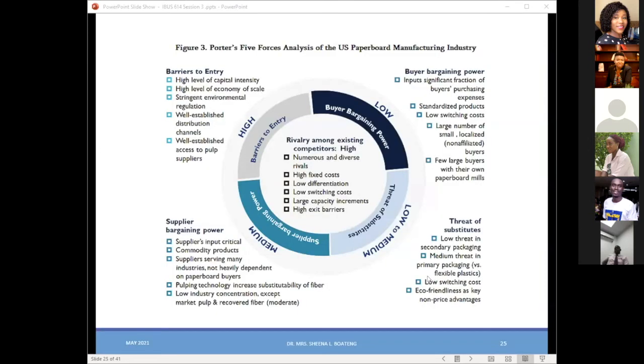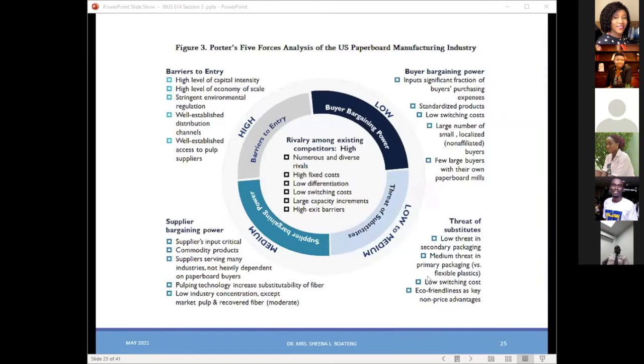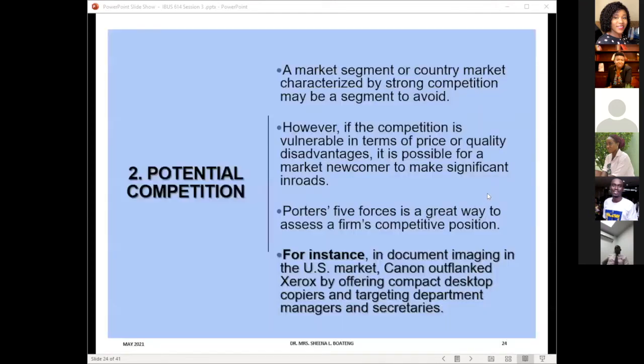Also, now this is a diagram that talks about the breakdown of potential competition as has been assessed using Porter's 5 forces, right? So Porter's 5 forces is a theory that helps us to assess the potential threat of competition in a particular industry. Now, I know a number of us have heard about it before, haven't we? We've heard about Porter's 5 forces before. Yes, we have.